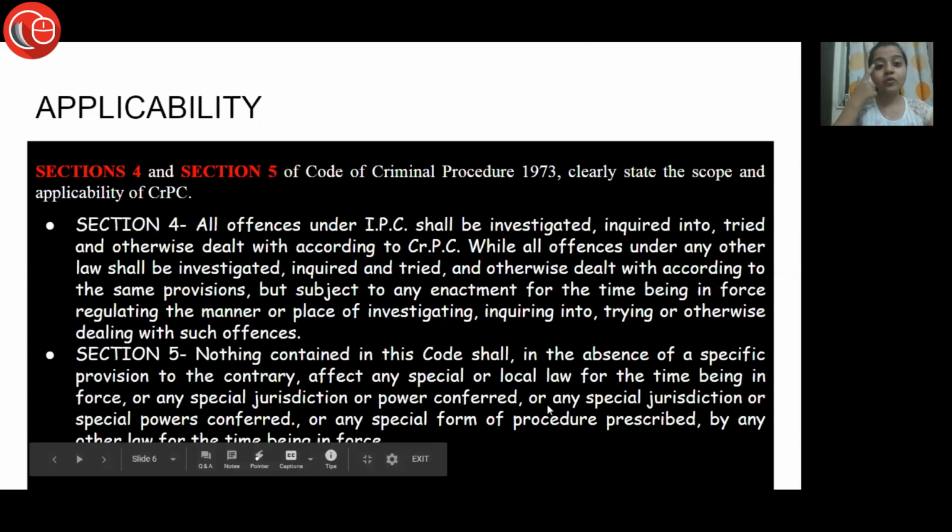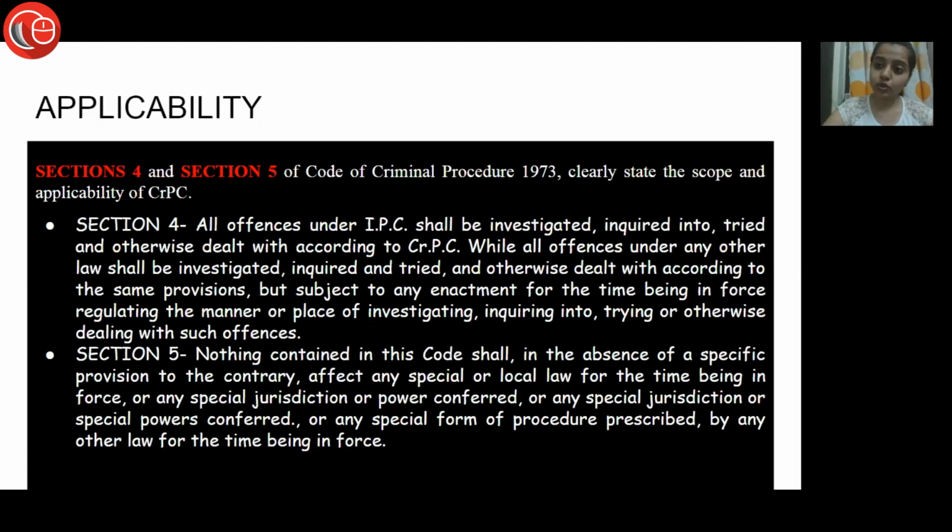Applicability. On what offenses does the criminal procedure code apply? It cannot be applied on all the offenses, because special acts have their own procedure, while some acts always follow the criminal procedure code for their procedure. So let's study section 4 and section 5. Section 4 basically talks about the applicability of the criminal procedure code.